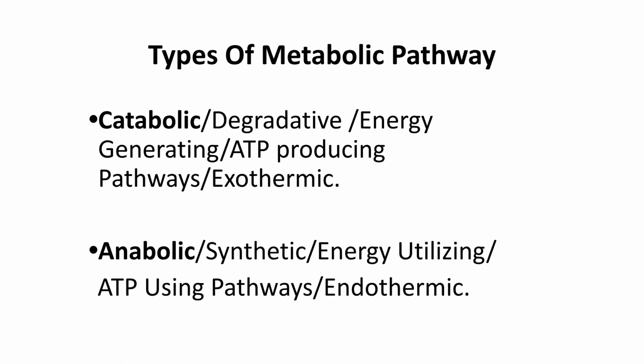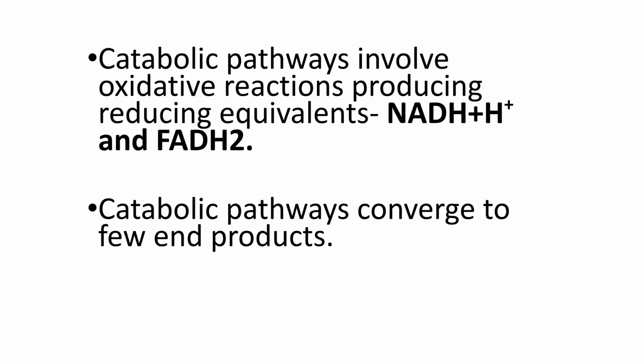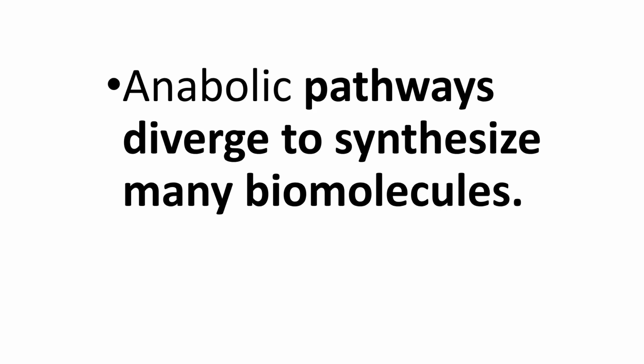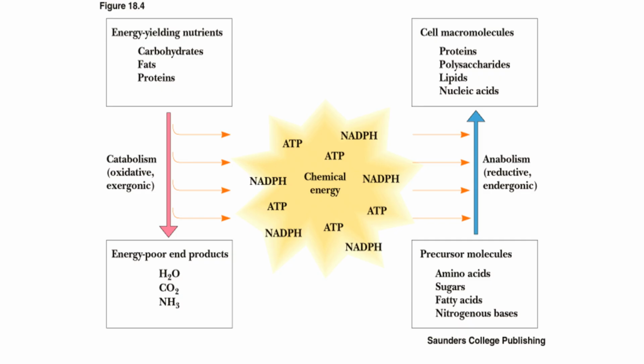Catabolic pathways involve oxidative reactions, producing reducing equivalents like NADH plus H plus and FADH2. They converge to a few end products. Anabolic pathways diverge to synthesize many different biomolecules. Some pathways are amphibolic, meaning they serve both catabolism and anabolism. Amphibolic pathways occur at the crossroads of metabolism, linking anabolic and catabolic pathways.